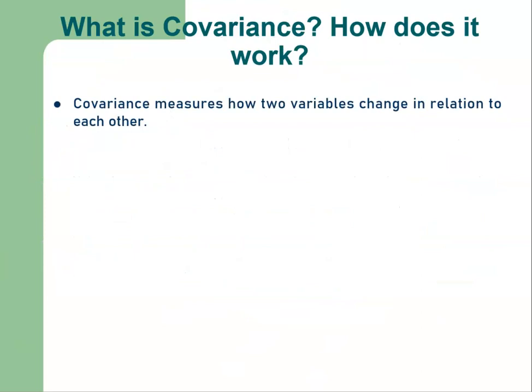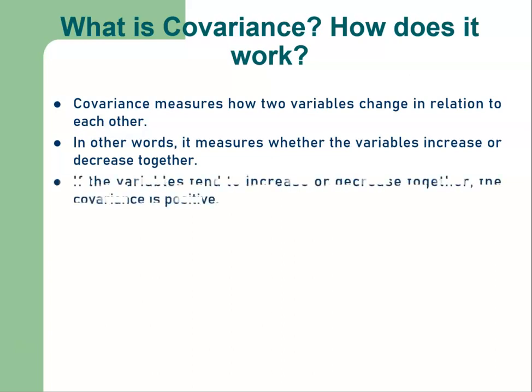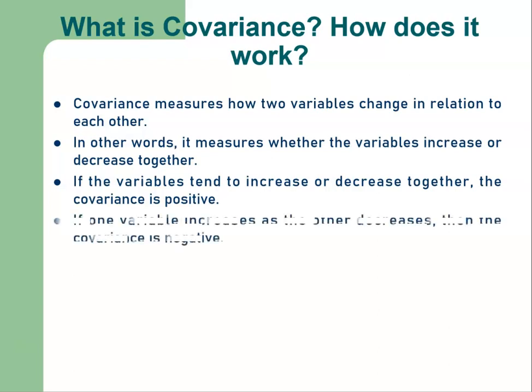I will first start with the concept of covariance. What is its definition and how does it work? Covariance measures how two variables x and y change in relation to each other. In other words, covariance measures whether the variables x and y increase or decrease together. If the variables tend to increase or decrease together, the covariance between these two variables x and y is positive. If one variable increases as the other decreases, then the covariance between the two variables is negative.